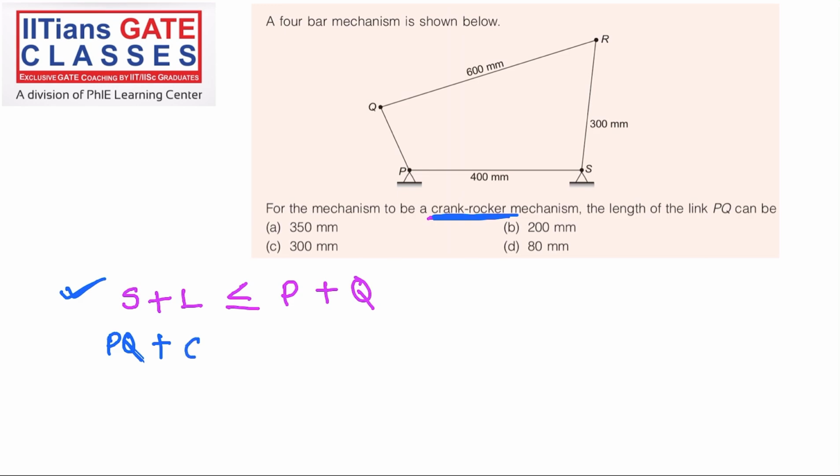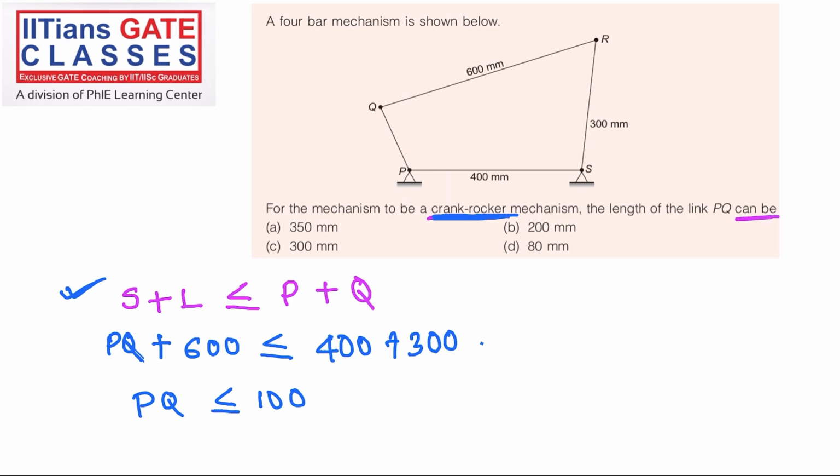We can clearly see that is 600. This should be smaller than or equal to the sum of the other two links, that is 400 plus 300. So PQ should be less than or equal to 100. So which option is a feasible option? D, 80 mm. So the answer is D.